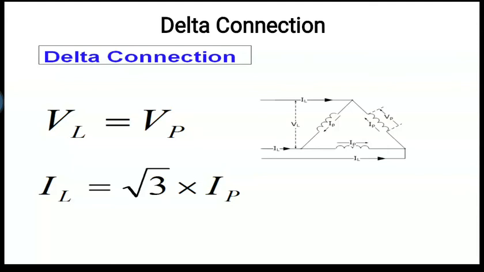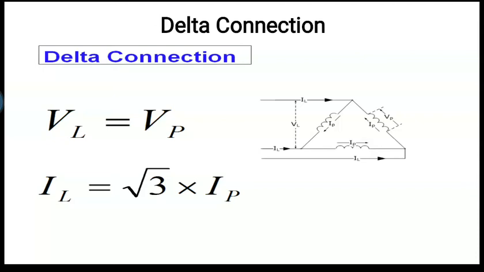There is one relation which we have to remember. In a delta connection, line voltage is equal to phase voltage, that is VL is equal to VP. In our notes we will see VPH. P means phase, PH is also phase. So don't panic when you see VPH, it is one and the same thing. So VL is equal to VPH, and line current IL is equal to root 3 into IPH.